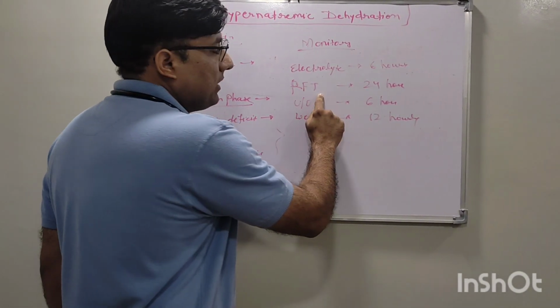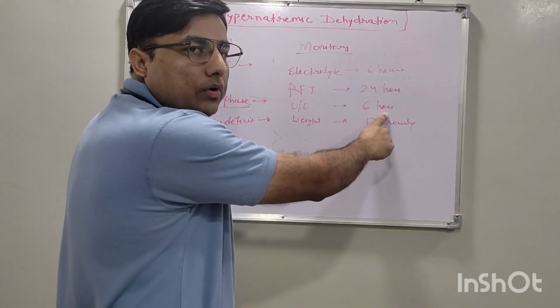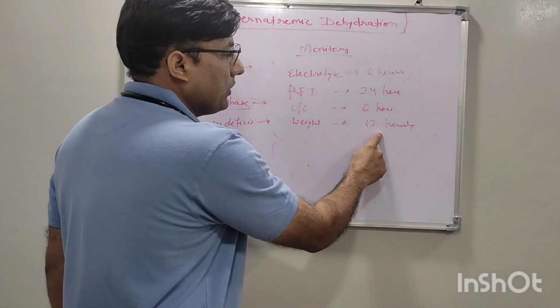Okay. Second is the renal function, urea creatinine we should do daily, 24 hourly. Urine output we should monitor 6 hourly. Weight we should monitor 12 hourly.